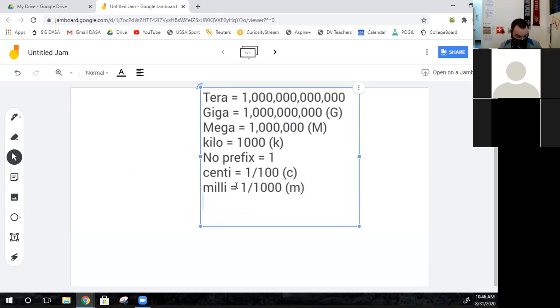All right. Underneath milli, anyone have any ideas what is underneath milli? It is micro, which is 1/1,000,000th.